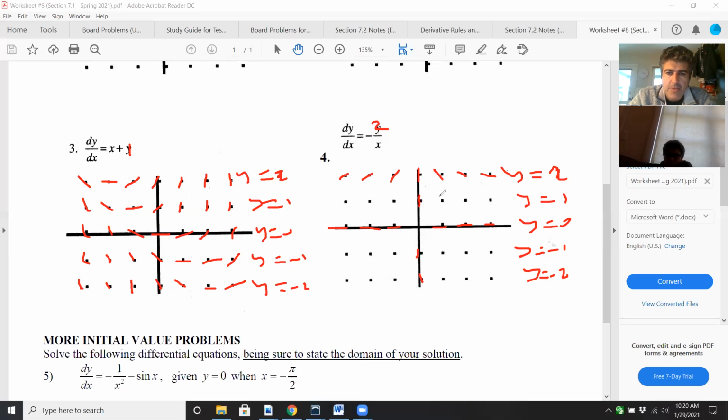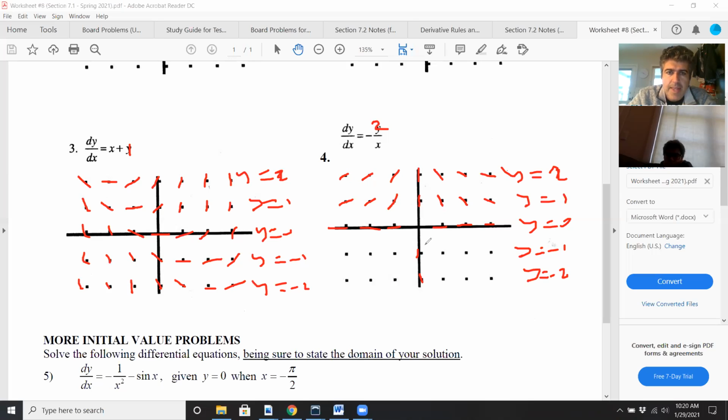If I plug in 1, that's -2, so it's even steeper here. Then at -1, I get a +2 here, like that. And it's all reversed here.